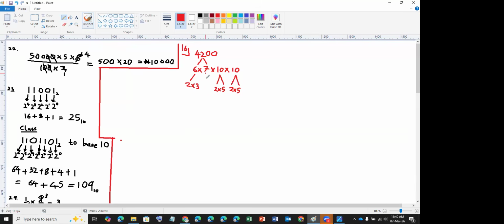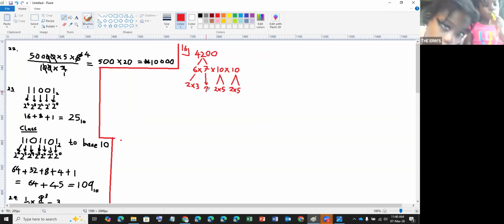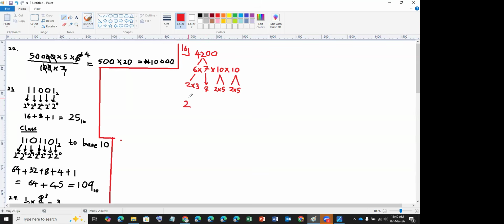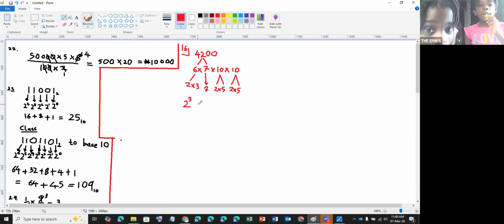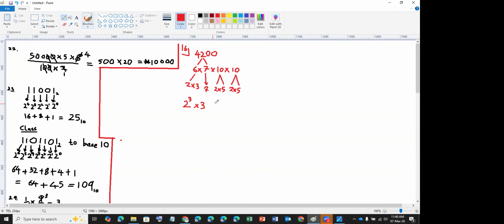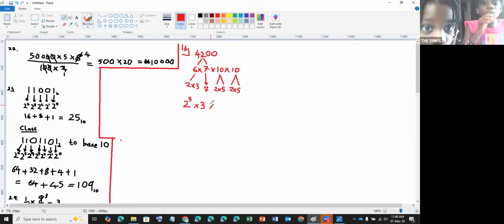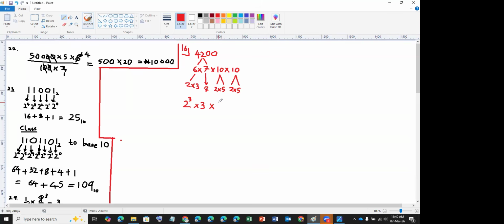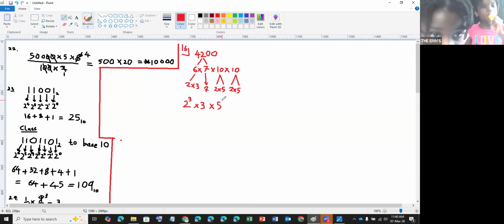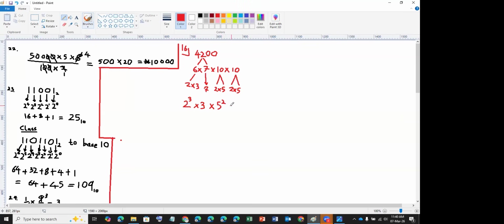Let's bring all of them together, shall we? So we have 2 raised to power 3, times 3, times 5 raised to power 2, times 7. 2 raised to power what? 3 times 7. Don't skip the power 3, you will forget it. 5 raised to power what? 2, and times 7. And then finally times 7, correct. So that's it. I'm sure you've written it down in your book.